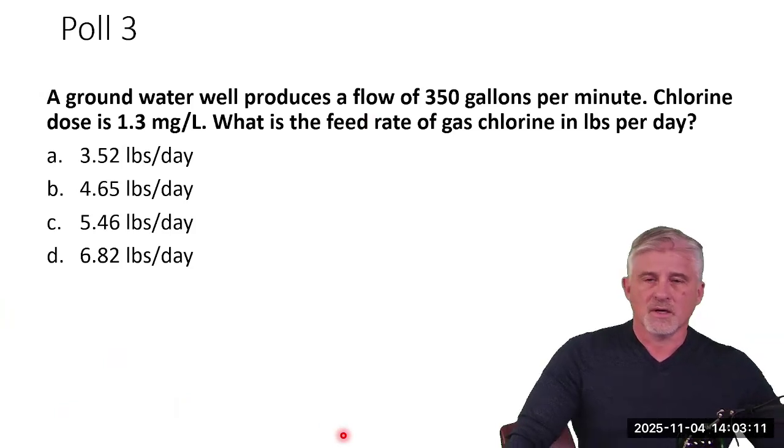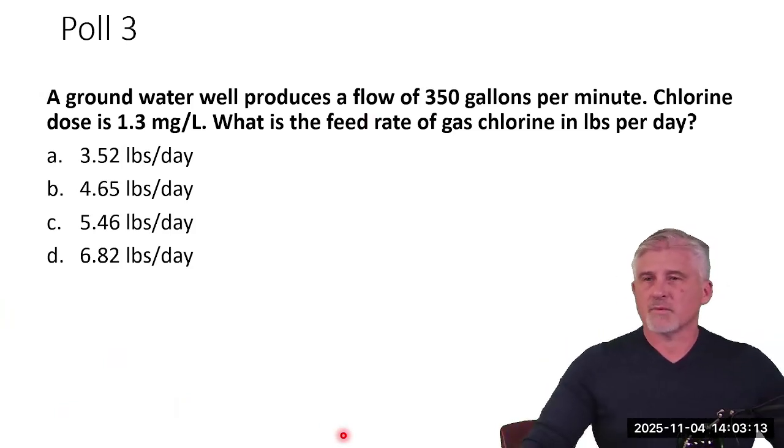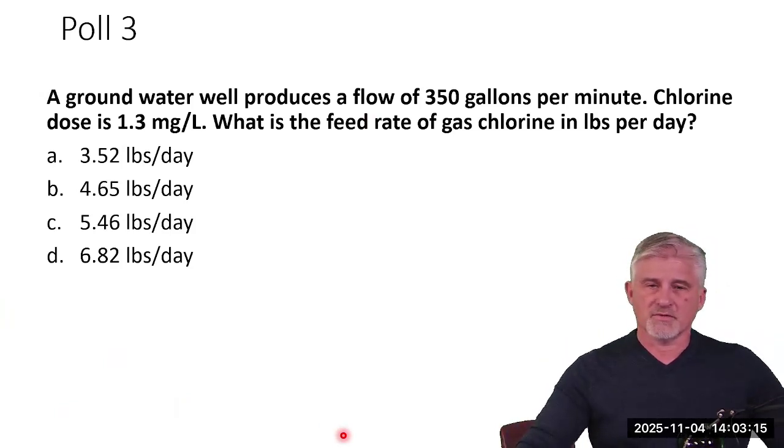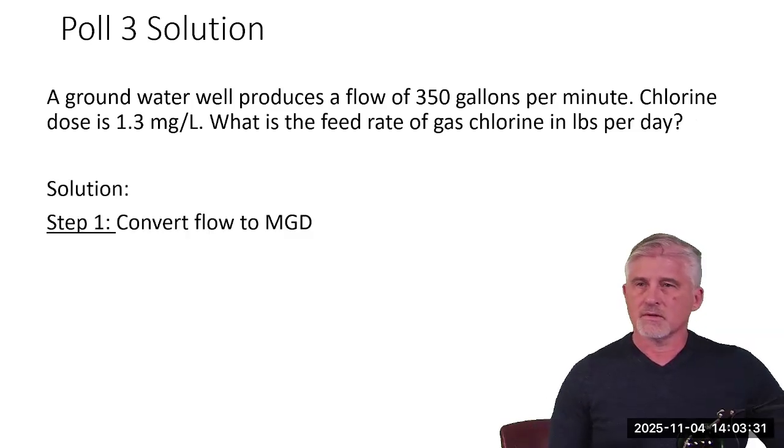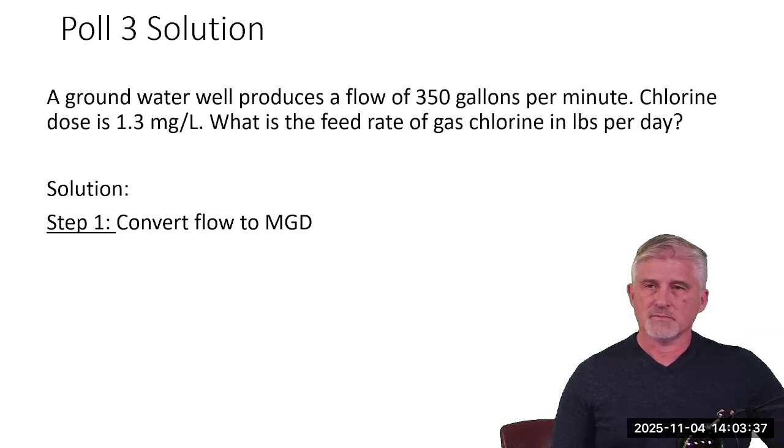So we'll solve the problem. A groundwater well produces a flow of 350 gallons per minute. Chlorine dose is 1.3 milligrams per liter. What is the feed rate of gas chlorine in pounds per day? Okay. So the first thing we're going to do is convert the flow to million gallons a day.